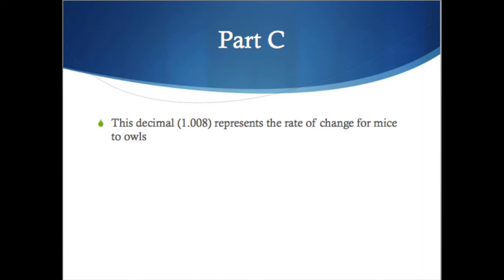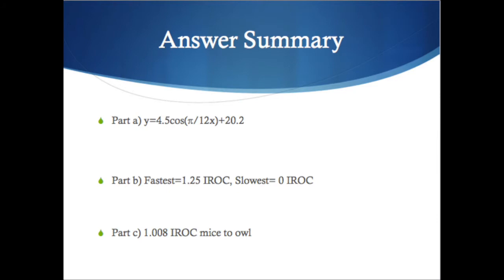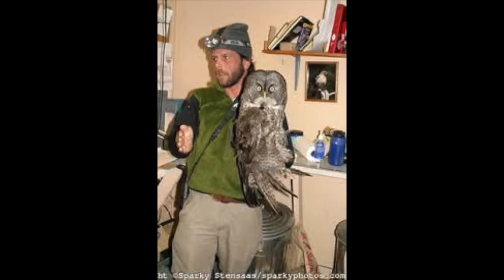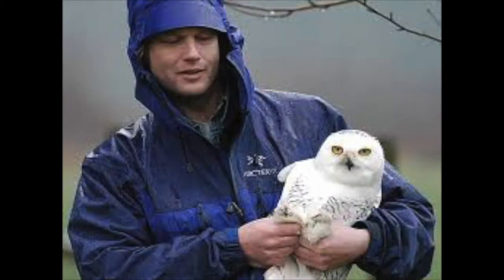My overall answers that I concluded with are the following. Part A, y equals 4.5 cos(pi over 12 x) plus 20.2. The fastest rate of change in Part B was 1.25, and the slowest rate of change in Part B was 0. In Part C, the mice to owl ratio per month was 1.008. A career where this problem could be solved would be a wildlife biologist, because they have to monitor populations of predator and prey in order to secure the health of animal populations and the ecosystem as a whole.